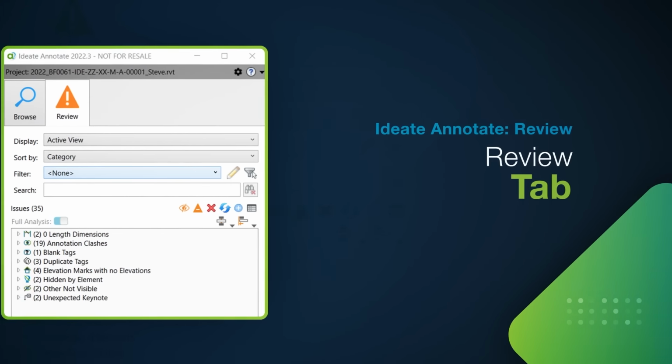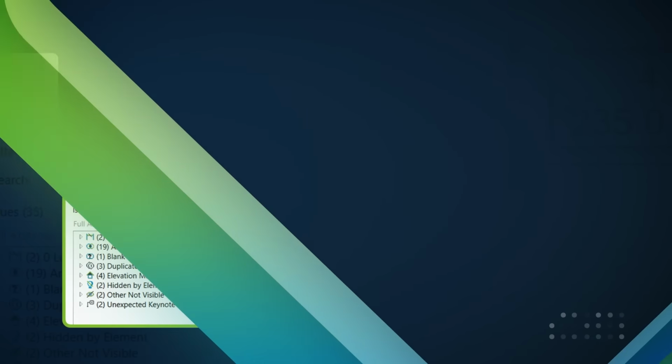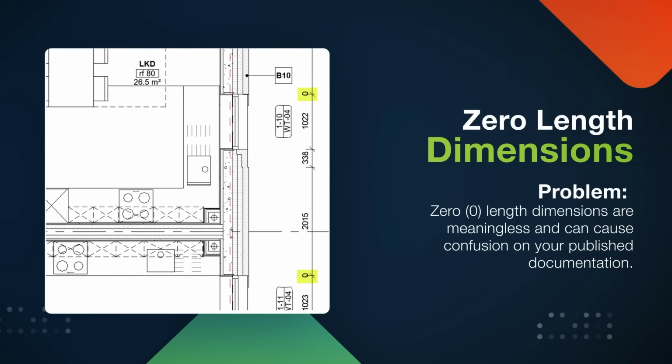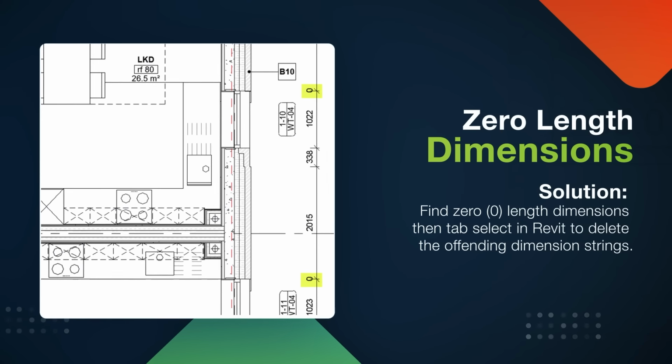The Review tab on Ideate Annotate allows you to check a number of different conditions, including zero length dimensions. Dimension stringers can result in a zero value when the hosted element gets moved after the dimension is created.